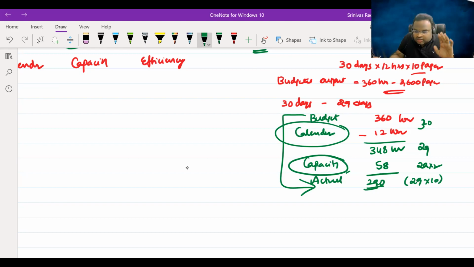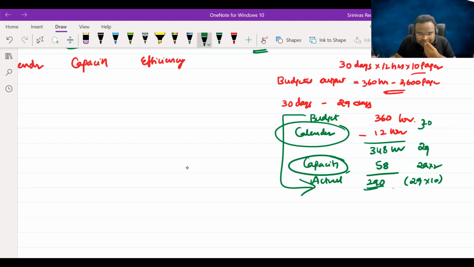One, calendar. So from 360 hours, how did we get to 290 hours, sir? 12 hours lost because of not working for one day. 58 hours lost because of not working 12 hours a day. That is, you decided to work only 10 hours a day for 29 days. Now tell me how many hours you really read. 29 days, sir. Each day how many hours? 10 hours, sir. 290 hours only read.